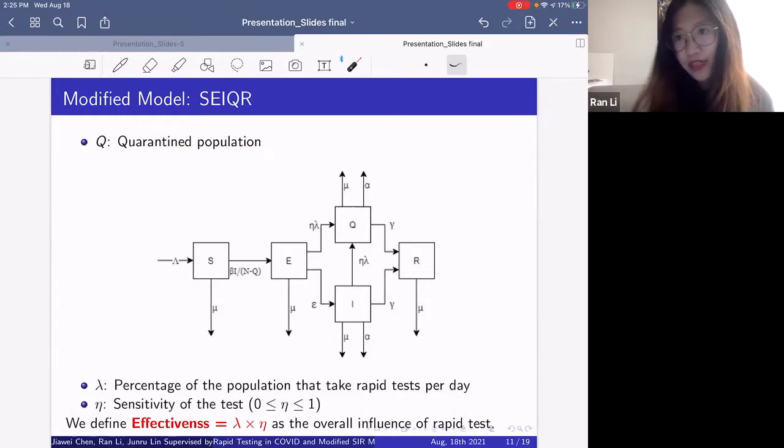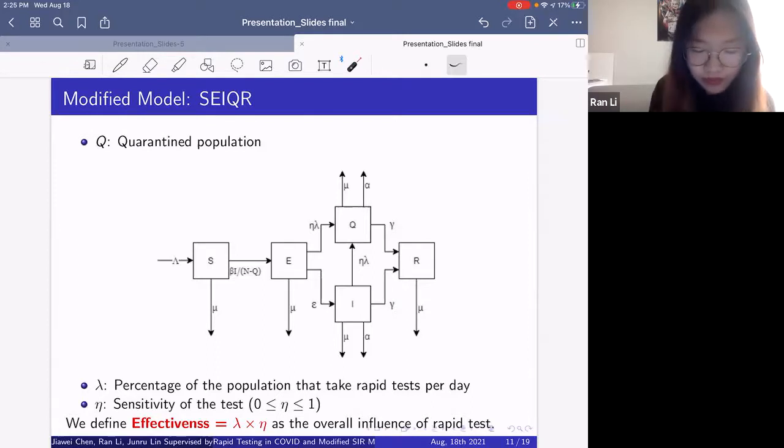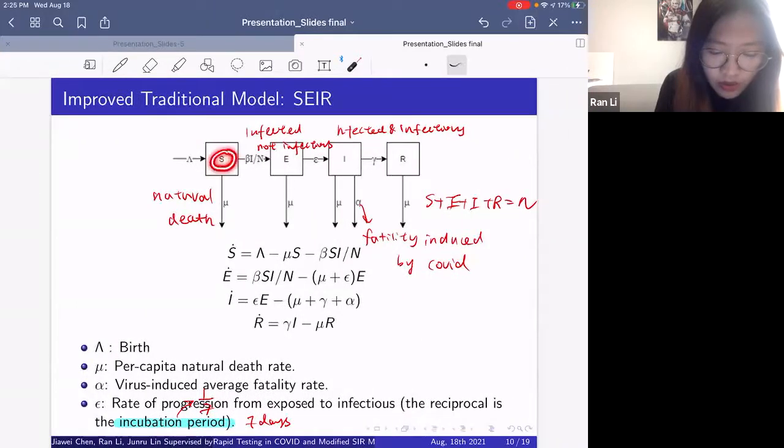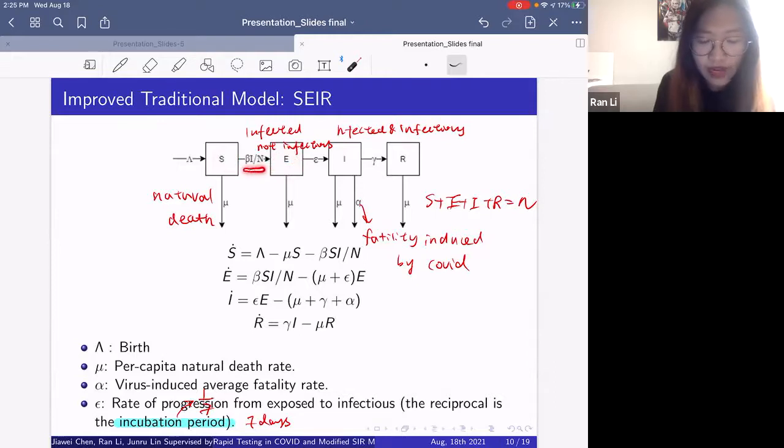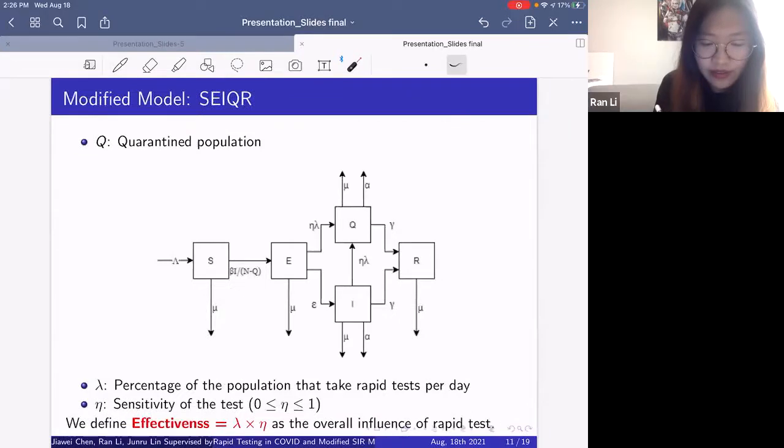Our main idea is that because of the rapid test, those who test positive will self-isolate. So they're in the Q section. Now we're going to see how the model is different from before, the SEIR and the SIR model. The first difference is that for the SEIR model, the flow from S to E is given by beta times I divided by N. Beta is the transmission rate, I is the infected, and N is the total population. However, in the new model, our denominator is changed into N minus Q. You can think why that is the case. This is because those who are quarantined are not able to infect others or be infected. So the denominator is the total population except for those in quarantine.